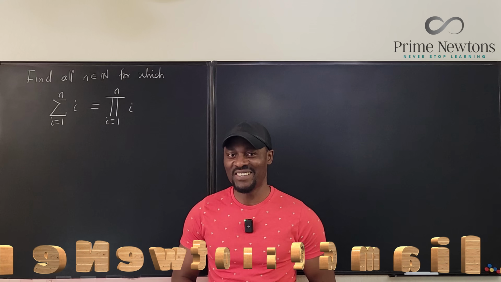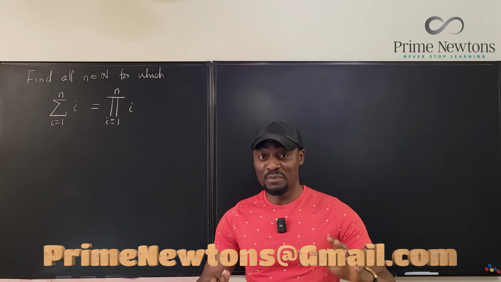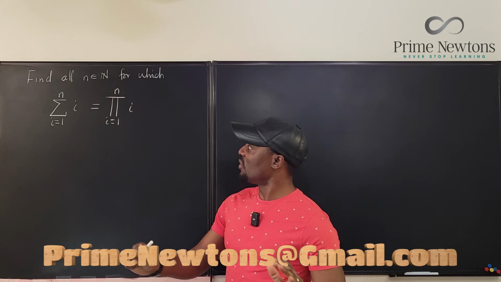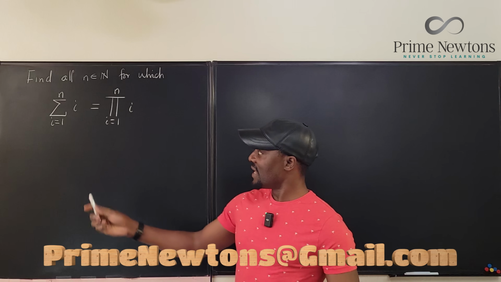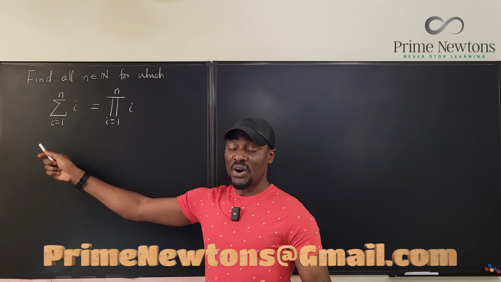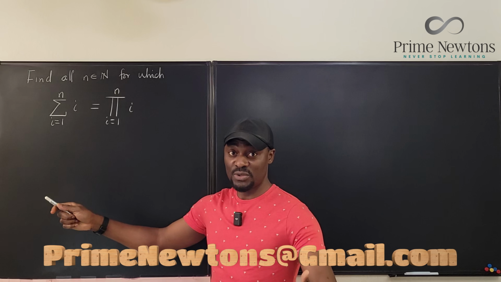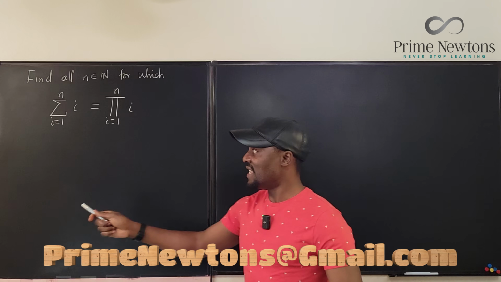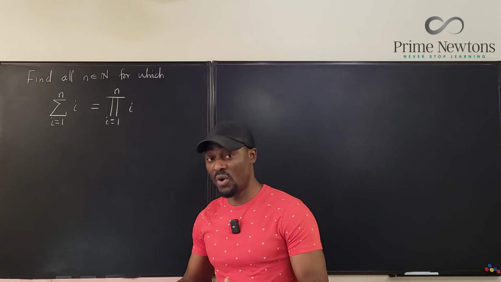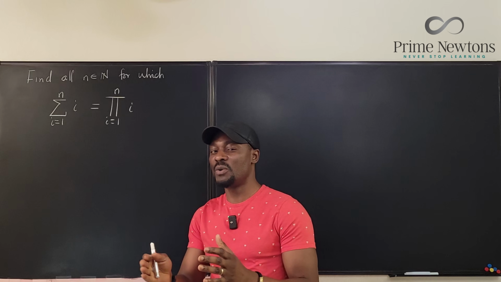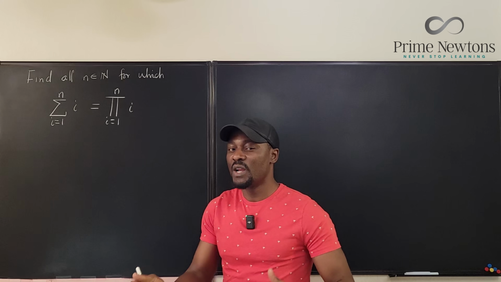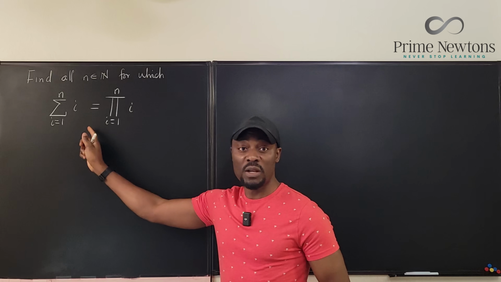Welcome to another video. In this problem, we're going to find all natural numbers such that the sum of consecutive terms starting from 1 is equal to the product starting from 1. We just want to know how many terms you will get to before you no longer can have this equality.